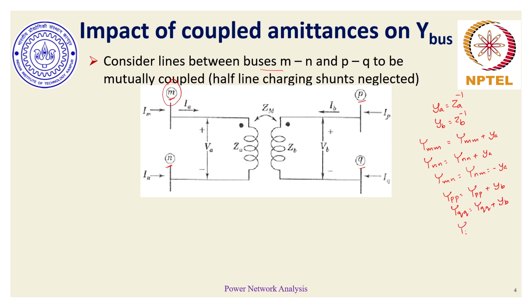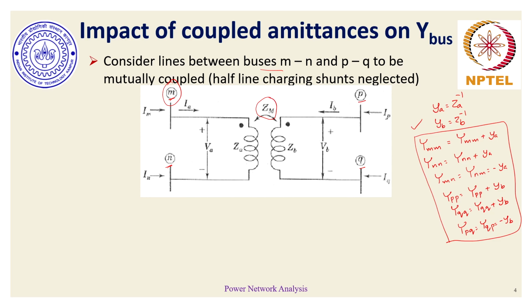And the corresponding off diagonal term YPQ, YQP would be minus B. If these two lines were not mutually coupled, we would have the effect of considering these impedances or admittances as per the previous lecture discussion. The difficulty here is that these impedances don't exist in isolation. They are also mutually coupled by this Zm. So how do we consider the effect of Zm?